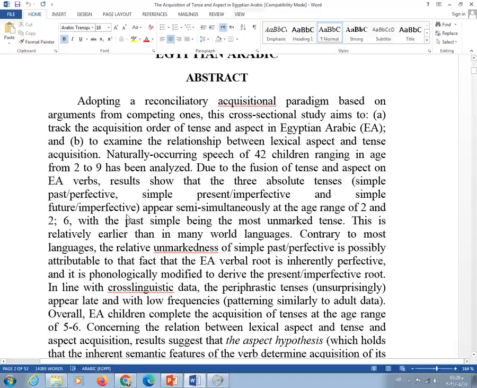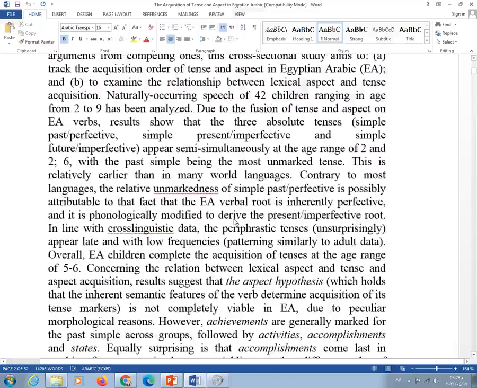And we find that these absolute tenses appear simultaneously at the age range from 2 to 2 and 6 months, with the past simple being the most unmarked tense, and this is relatively earlier than in many other languages. This has been surprising. We find that Egyptian children acquire tense and aspect earlier than their equivalents in many other world languages.